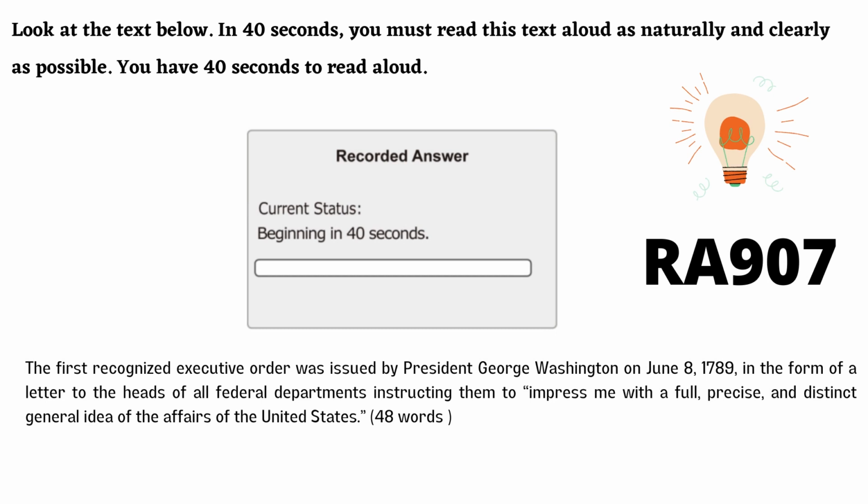The first recognized executive order was issued by President George Washington on June 8, 1789, in the form of a letter to the heads of all federal departments instructing them to impress me with a full, precise, and distinct general idea of the affairs of the United States.